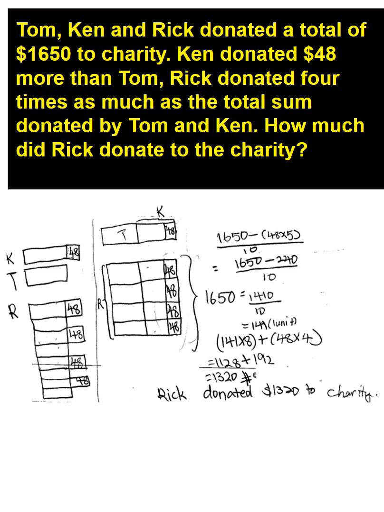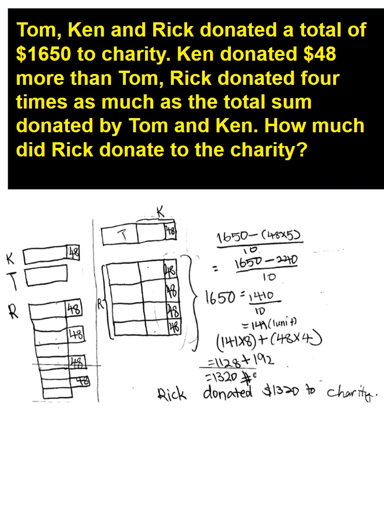On the screen, you can see the correct solution of a rather competent student to the above problem. Tom, Ken, and Rick donated a total of $1,650 to charity. Ken donated $40 more than Tom. Rick donated 4 times as much as the total sum donated by Tom and Ken. We are interested in finding how much did Rick donate to charity.